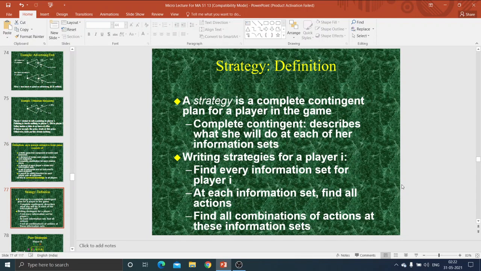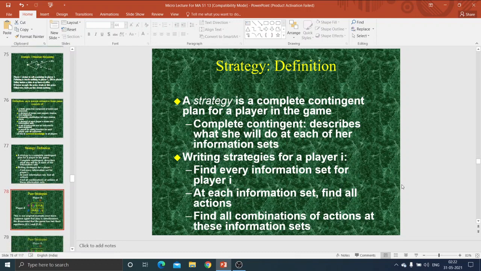Strategies we have also seen, and for the sake of definition, in a nutshell, a strategy is a complete contingent plan of a player in the game. Complete contingent describes what she or he will do at each of her information sets. Writing a strategy for a player i means finding every information set for player i, then at each information set finding all actions, and finding all combinations of actions at these information sets.